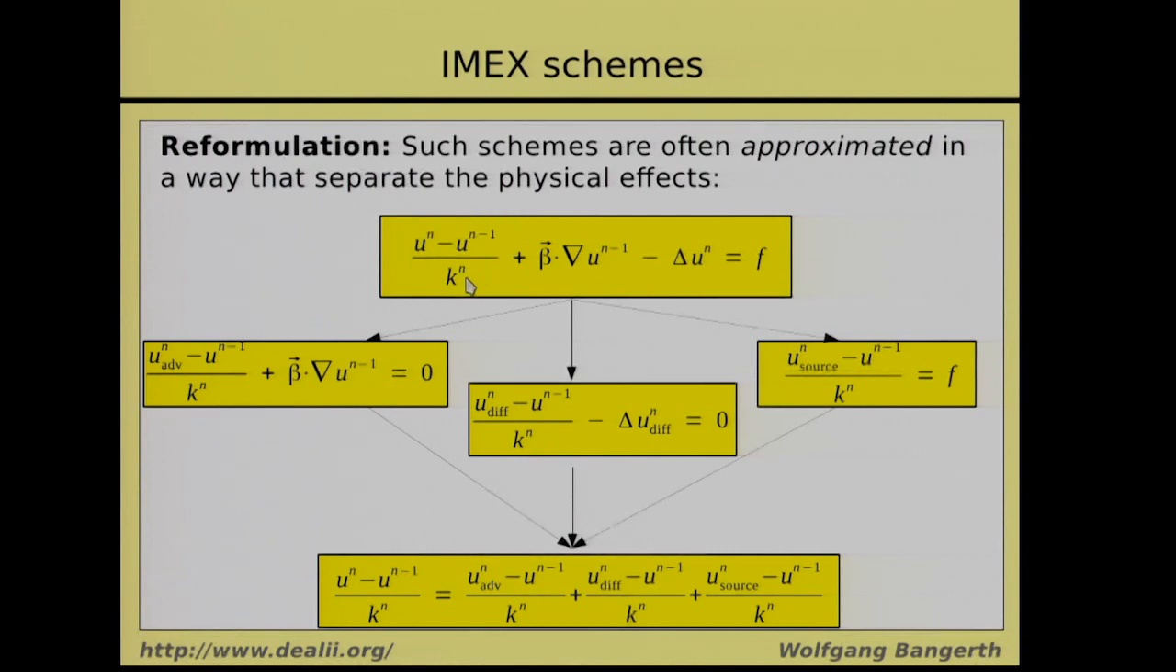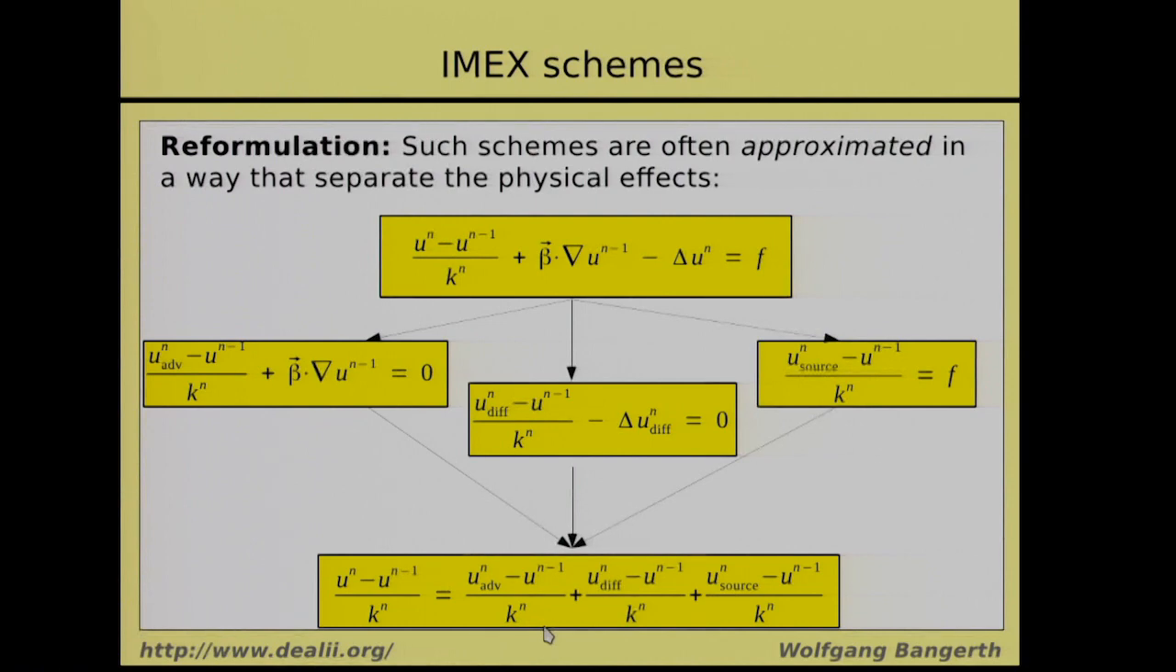And the only difference is that in the diffusion part, here I have u^n_diffusion as the thing that I solve for in the diffusion term, whereas up here in the original equation I really have u^n, the complete solution. That's the only difference between this one and adding the components together down here.